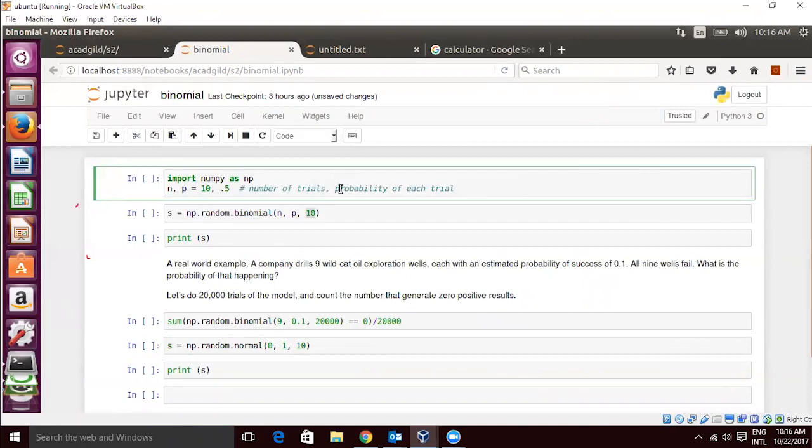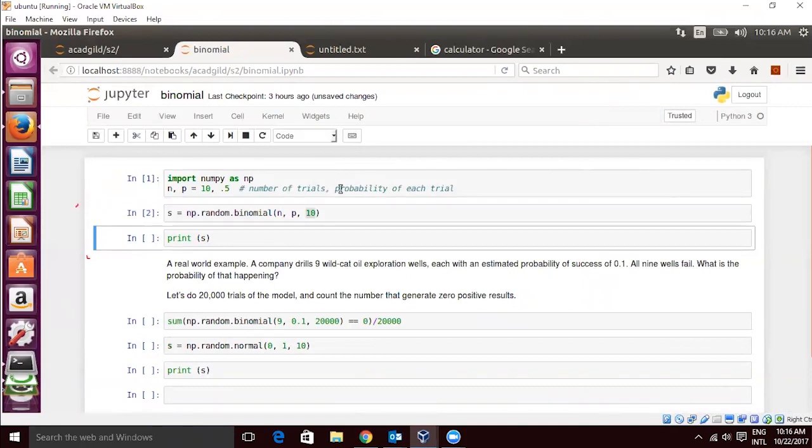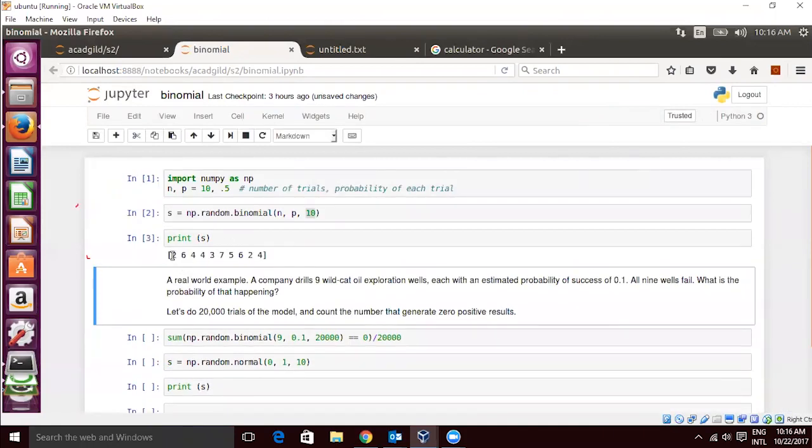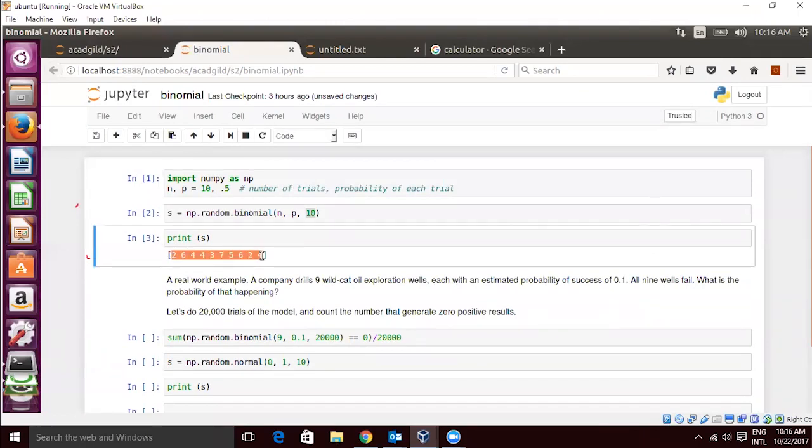Okay, so the first line, the second line, and the third line. Now you can see that I get 10 binomial distribution random variables. The first value is 2, which means I get 2 heads, then 6 heads, 4 heads, 4 heads again, 3 heads, 7 heads, 5, 6, 2, 4, something like that. So this is basically a binomial random variable.